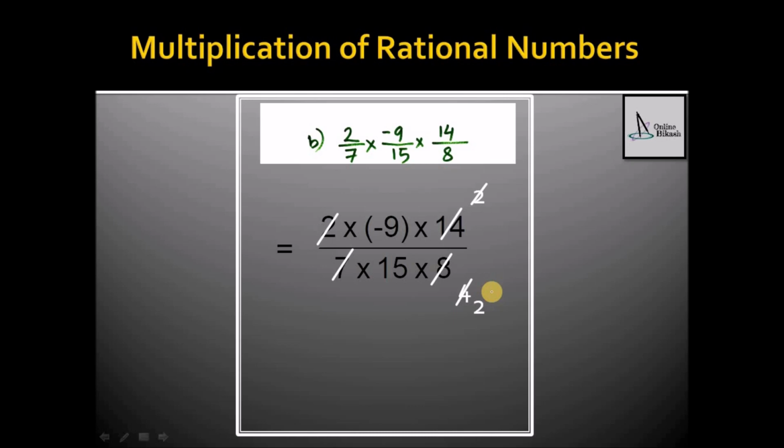Now what can we do? We cannot do anything more there, but we can cancel 9 and 15. We can divide 9 and 15 by a common number, that is 3, because 3 3s are 9, and 3 also can divide 15, 3 5s are 15. So what are we left with in the numerator? Only minus 3. Don't forget the minus sign.